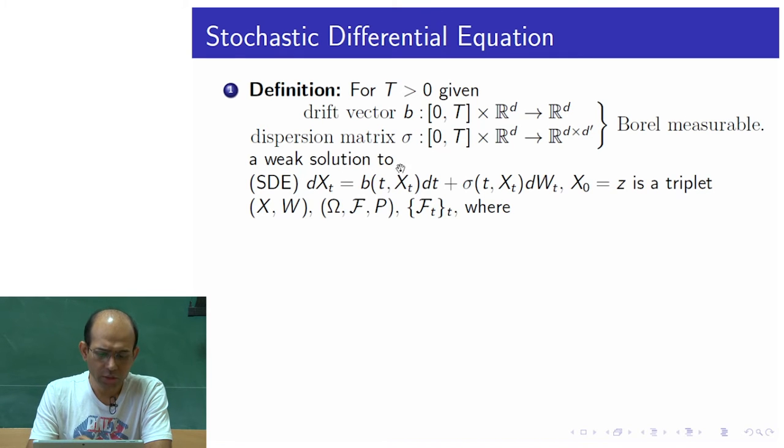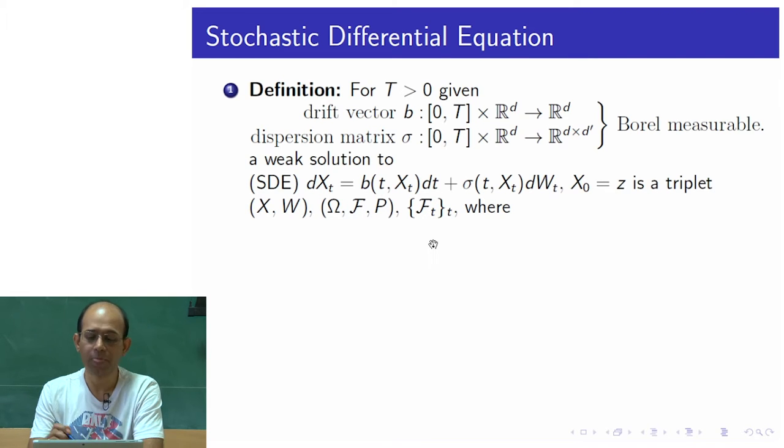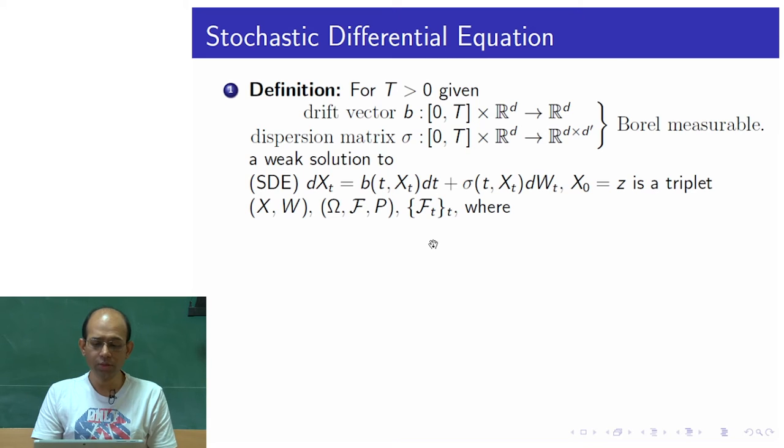So, a weak solution to the stochastic differential equation dX_t is equal to b(t, X_t) dt plus sigma(t, X_t) dW_t, and initial condition X_0 is equal to z, is a triplet, this triplet. The first component is X comma W, this pair, second is the probability space, and third thing is the filtration. Okay. So, why are we doing this?